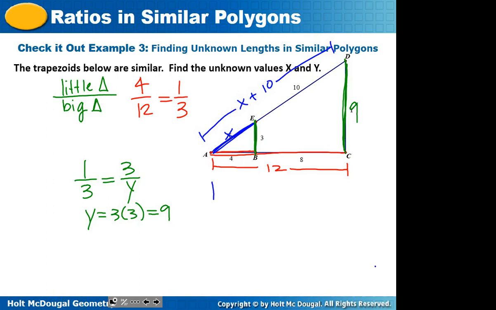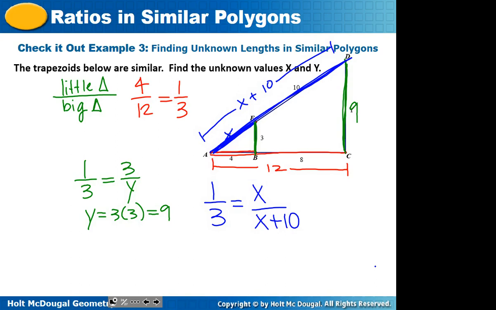Now, this other part is a little harder only because it's got some variables in it. So again, we're going to use our ratio, 1 over 3. And we've got this part x right here. That's our small side, the side of the small triangle. And its corresponding side is this whole thing. And this whole thing up here is x plus 10.